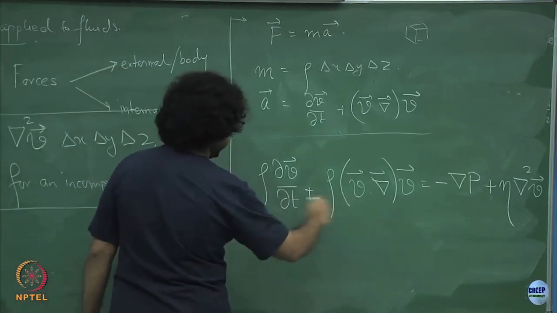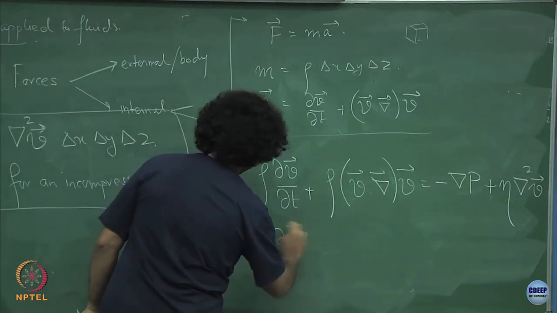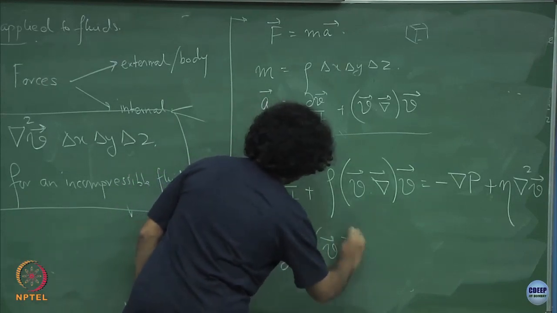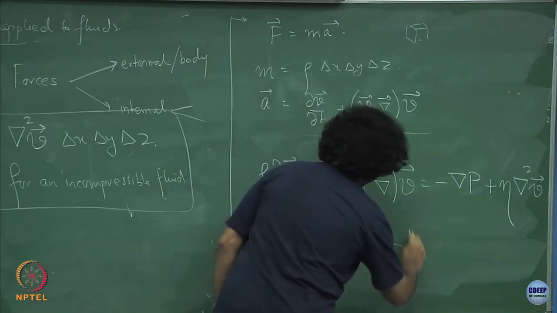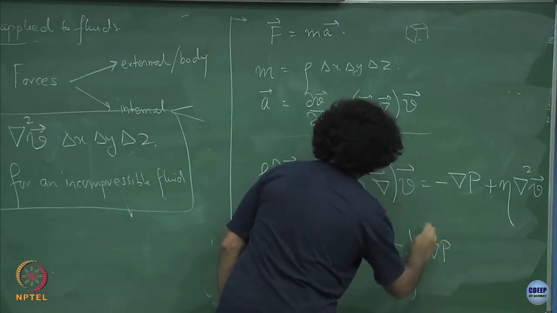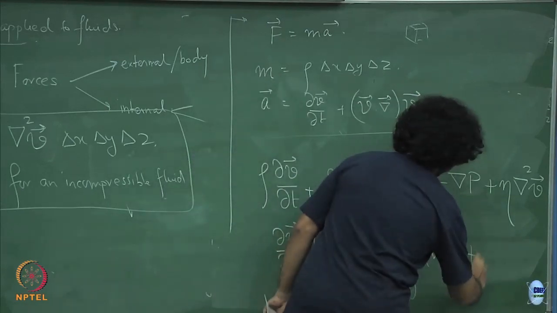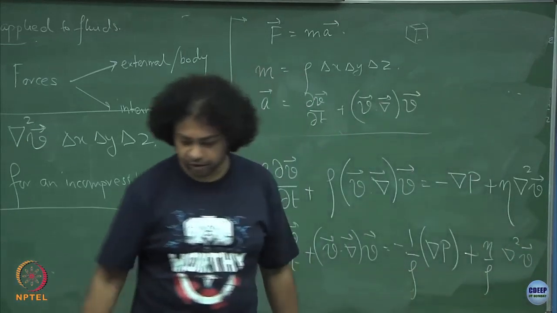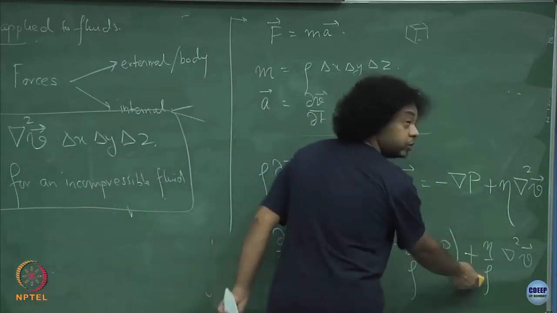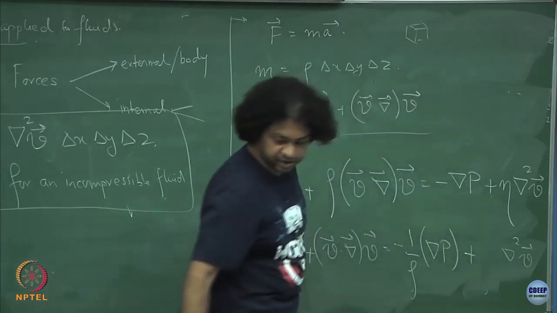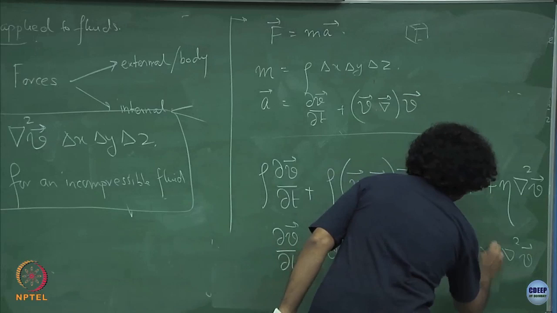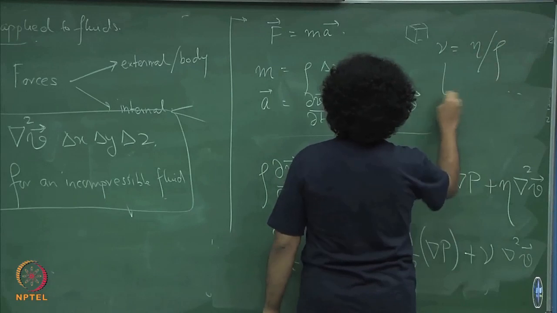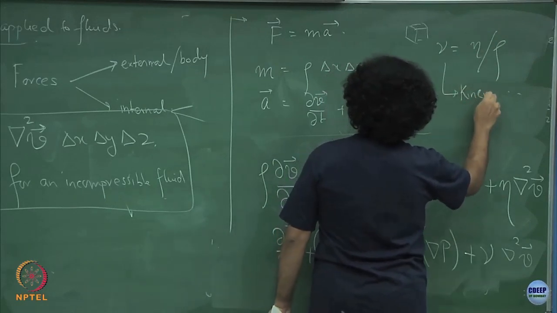Now, generally you just take this rho to the other side. So, you write del v del t plus v dot del v is equal to minus 1 by rho gradient of the pressure plus eta by rho Laplacian of v, and this eta by rho, which is the ratio of the viscosity to the density of the fluid, is often written as nu, which is called the kinematic viscosity. So, nu is equal to the viscosity divided by the density, and it is called the kinematic viscosity.